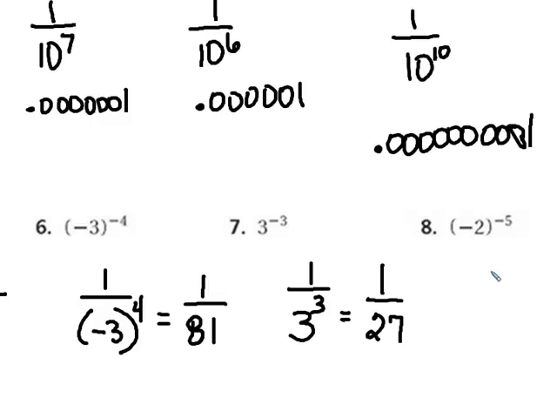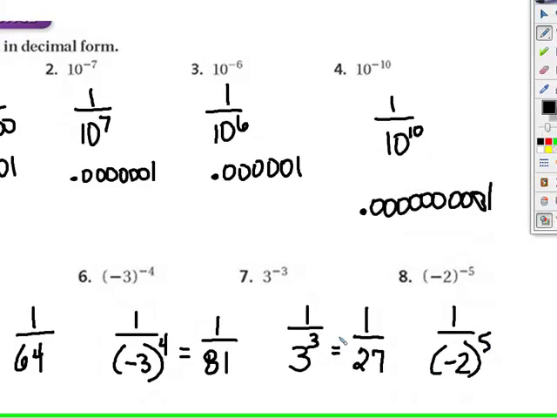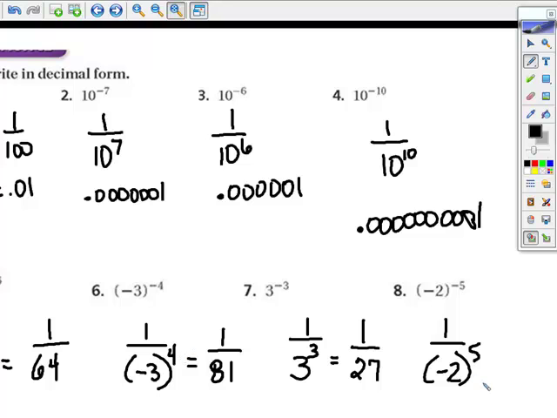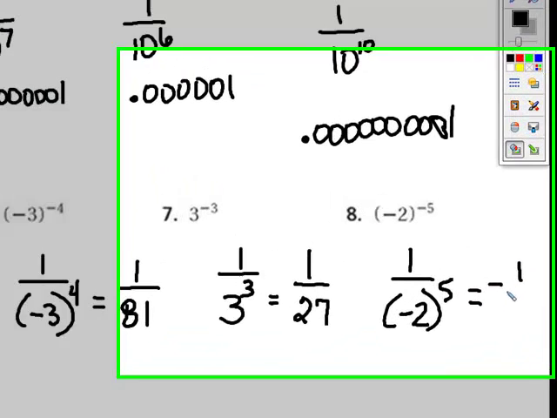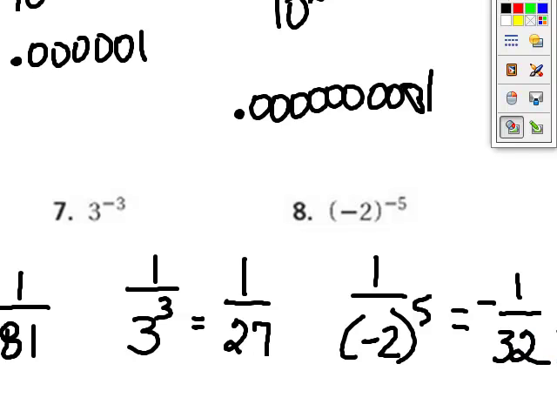And finally on this one, negative 2 to the negative 5 power is 1 over negative 2, again keeping that base, to the positive 5. A negative to an odd power is going to be negative. That I suggest you write down. A negative to an odd power is negative. A negative to an even power is going to be positive. So this is going to be negative 1 over 32.